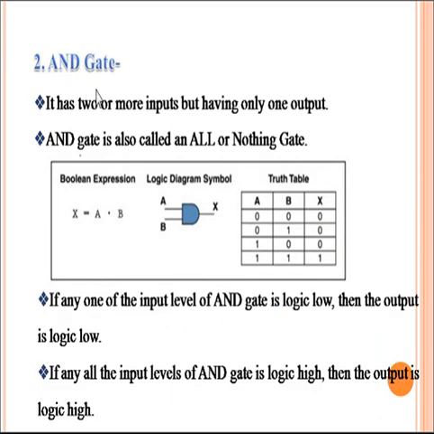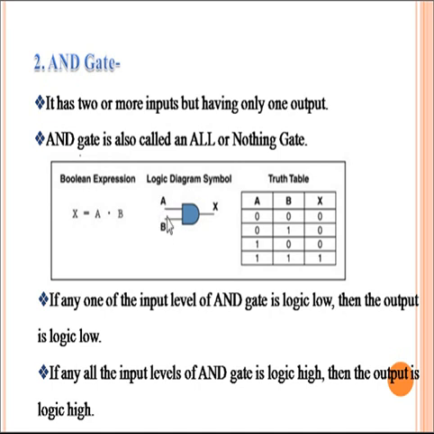The second gate is an AND gate. It has two or more inputs but only one output. AND gate is also called an all or nothing gate. In the AND gate, a multiplication operation is done at the input side. If you consider two inputs, the output will be produced by multiplying the inputs. So here two inputs are there, so the output will be produced as X is equal to A into B.